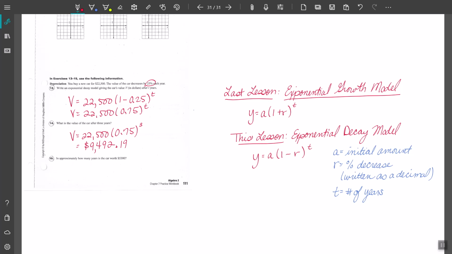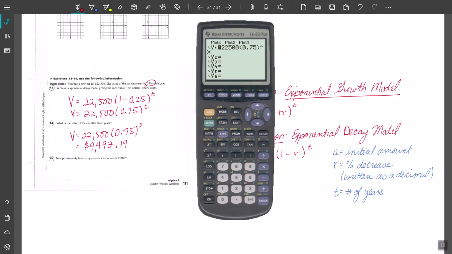On 15, they want you to approximate how many years it's going to take for the worth of the car to drop to $5,300. So in order to do that, you're going to need your graphing calculators. The first thing you want to do is put the function we simplified in number 13 into your graphing calculator in the y equals program. So you can see I have got the 22,500 parentheses 0.75. There's my caret, and then I went to the x key.